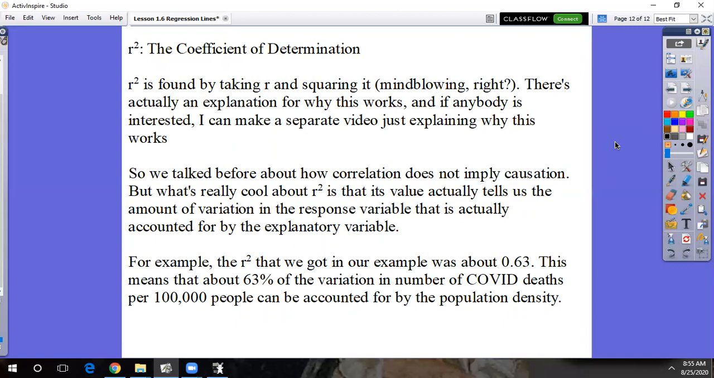Our R squared was about 0.63. And what that means is that roughly 63% of the variation in the number of COVID deaths per 100,000 people can be accounted for by the population density. In other words, this accounts for 63% of the variation. There's about 37% of the variation in the number of COVID deaths that is not accounted for by the explanatory variable. That doesn't mean that 63% of the cause is the population density, but 63% of the variation. When we drew the regression lines, 63% of the reason that those points do not lie on those lines can be accounted for by the explanatory variable, which is population density.